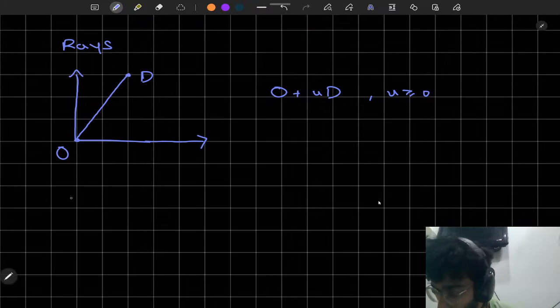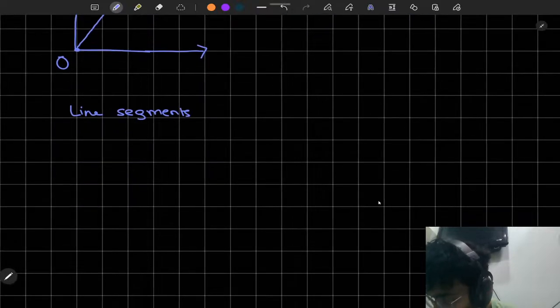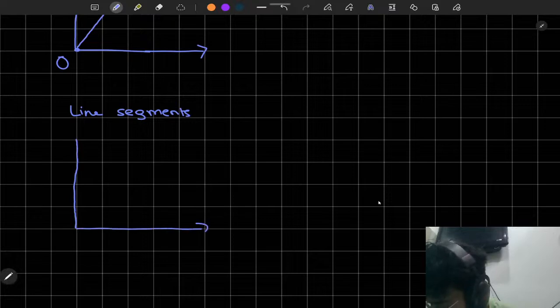Now for line segments, suppose we have a line segment defined by L1 and L2.